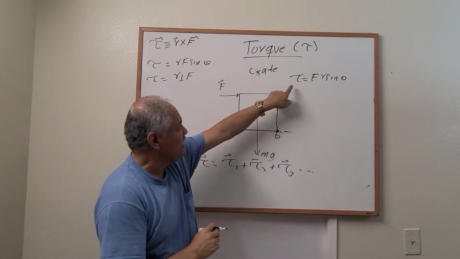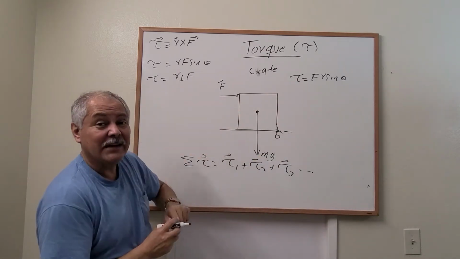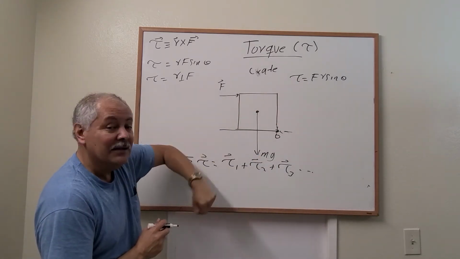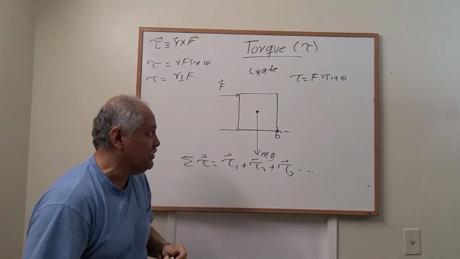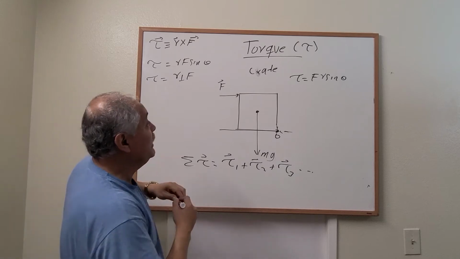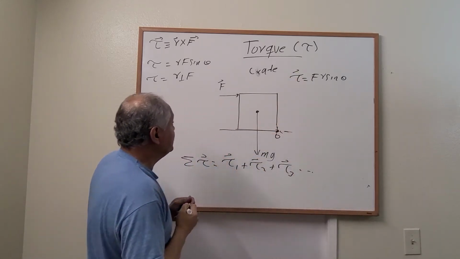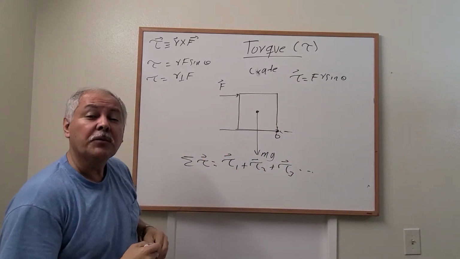Okay, right here we're dealing with the net torque. So we have two forces acting, this force and the weight. Now these are vectors, right, and they have directions. What about for this force? What is the torque produced by this force?